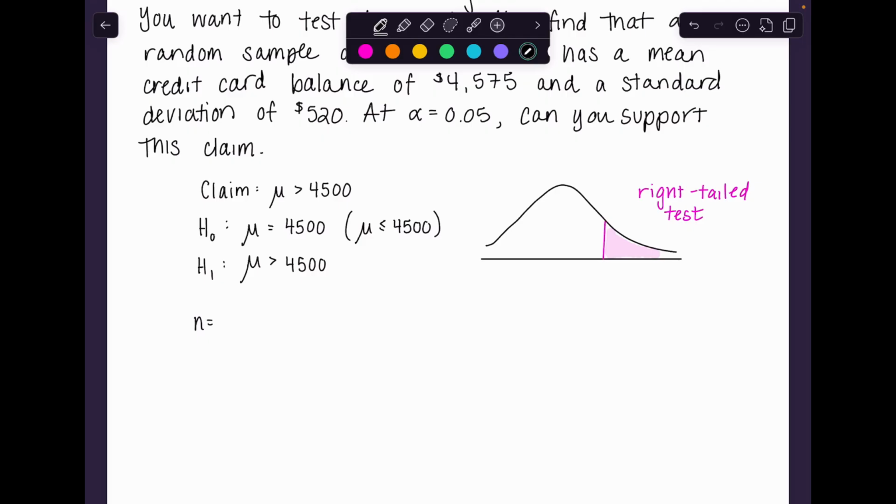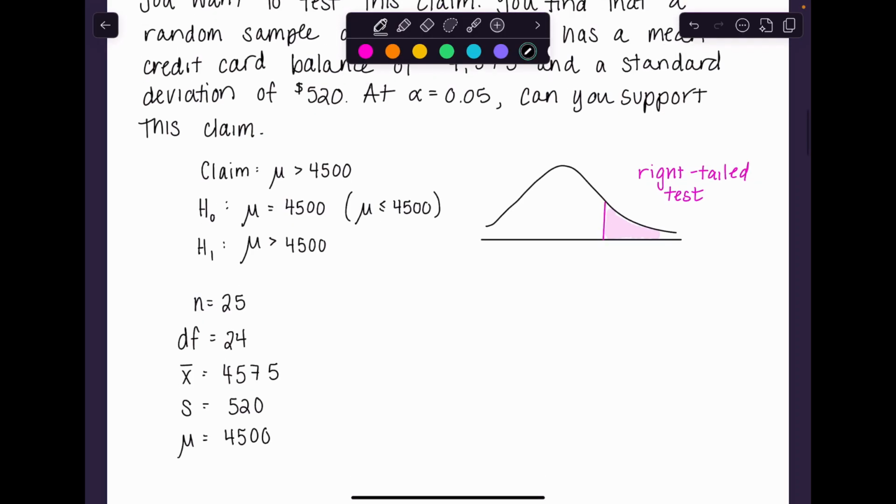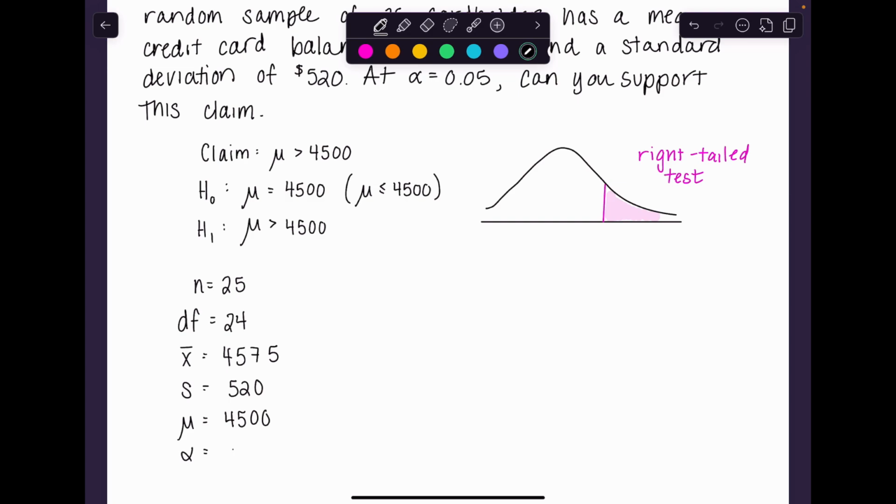Our random sample is going to be 25, which means our degrees of freedom is one less. So we're going to use the row corresponding to 24 for degrees of freedom. Our sample mean is from those 25 individuals. There was a mean credit card debt of 4,575. Our sample standard deviation, they tell us, is 520. And then our mean that we're testing is 4,500. And then our significance level is going to be 5%.